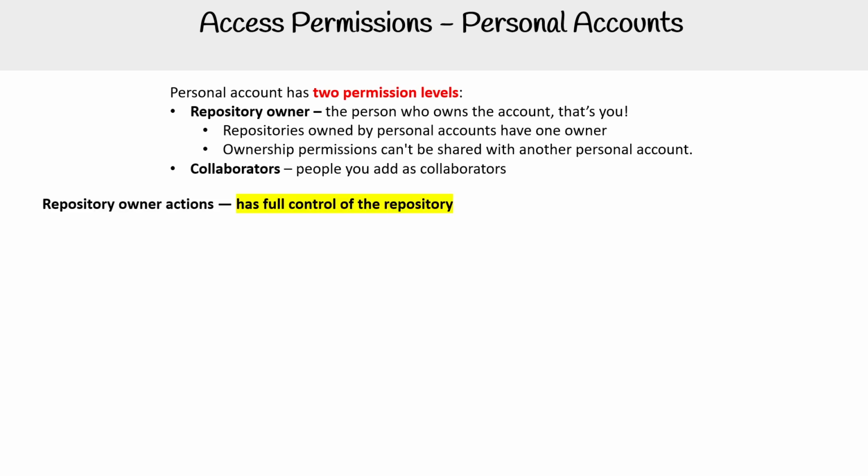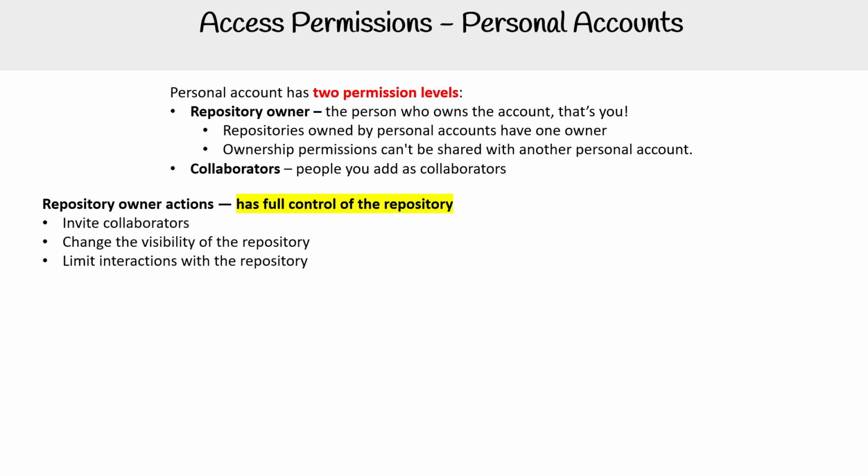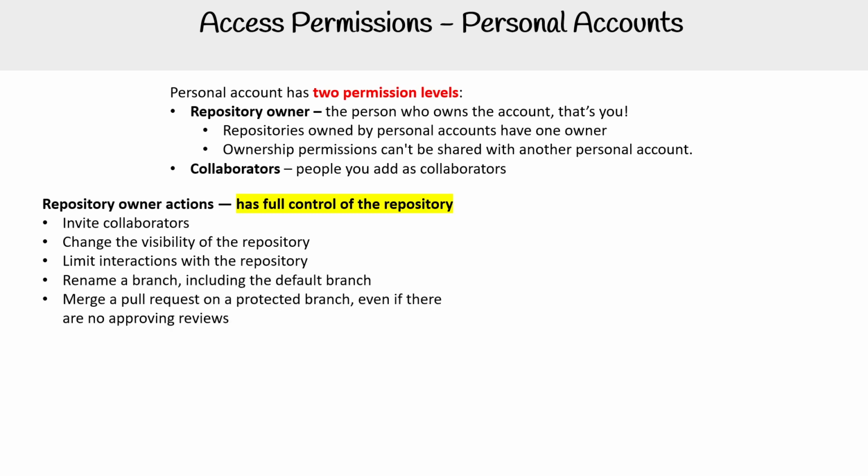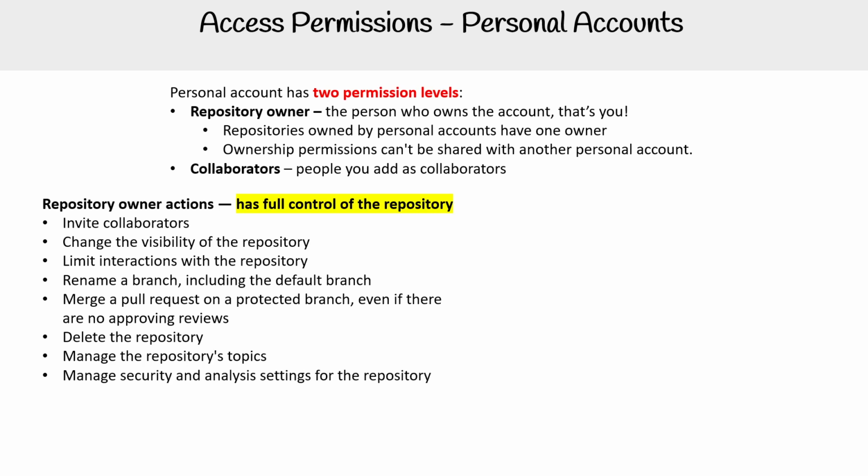So let's go through the type of permissions that repository owners have. They can invite collaborators, change the visibility of repos, limit interactions with repos, rename the branch, including the default branch. They can merge a pull request on a protected branch, even if there are no approving reviews. They can delete the repo. They can manage the repo topics. They can manage security and analysis settings for the repo.